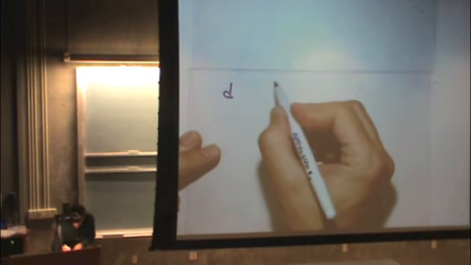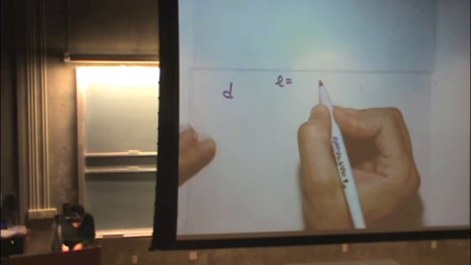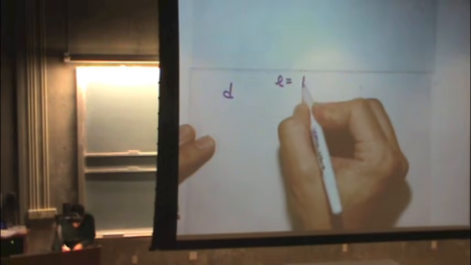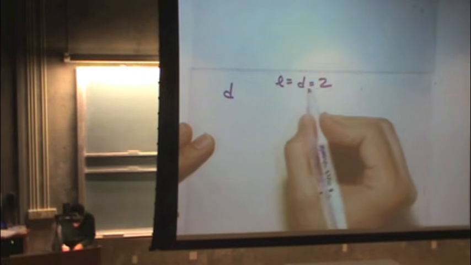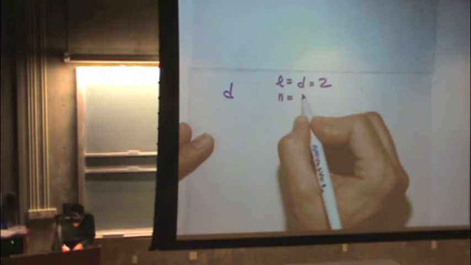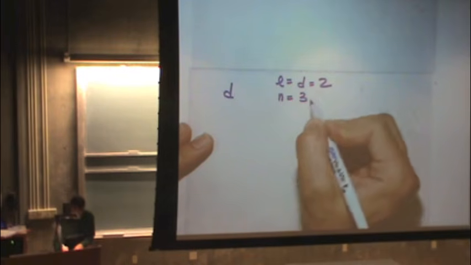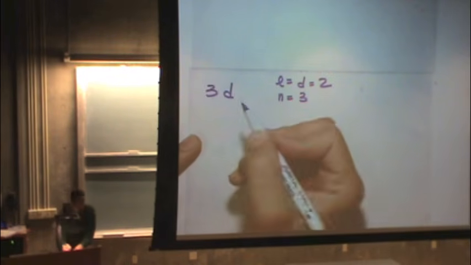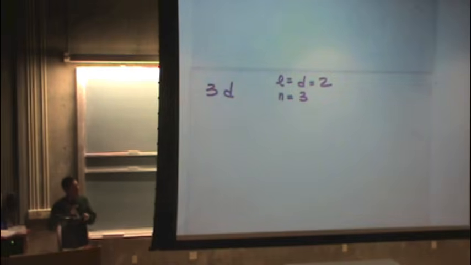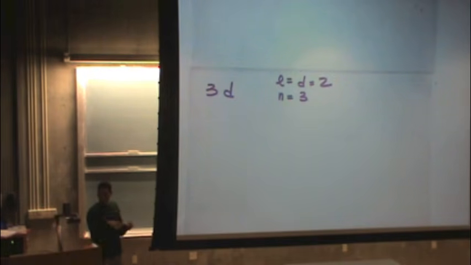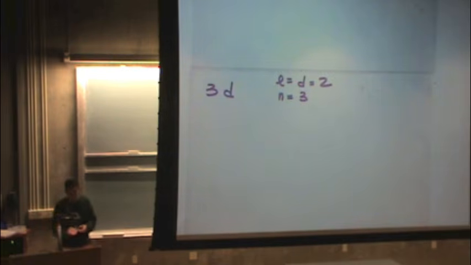A d orbital, what's l equal to? Yeah, l for d means 2. That means what's the smallest value for n? 3. It can't be 2 because it can't be equal. So 3d is the smallest, what we would call the lowest energy d orbital. Because it has the smallest n value, the lowest energy d orbital.